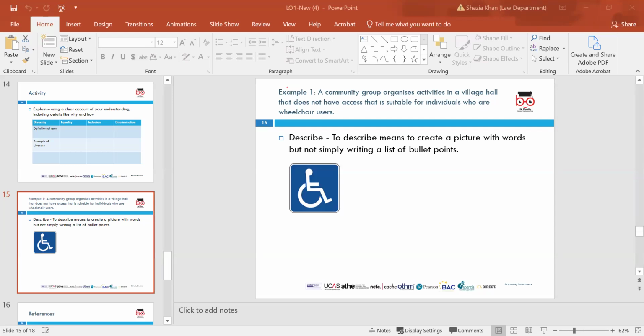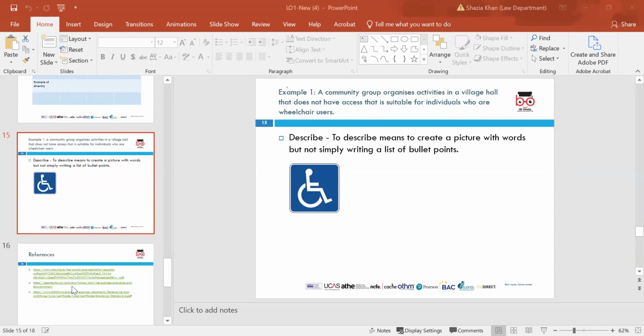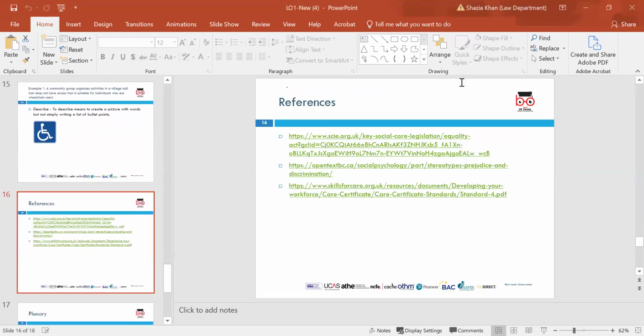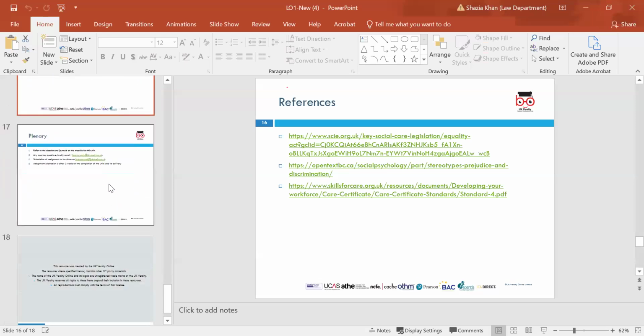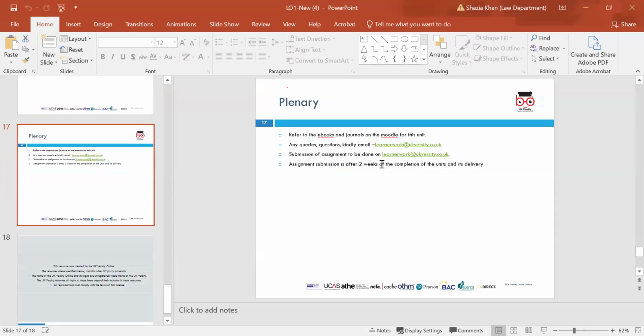So these are some of the references for Learning Outcome 1, which you can use the links for if you need to read around the areas, and look at articles on skills, or the article here on stereotypes, prejudice, discrimination. Refer to ebooks and journals on Moodle for this unit, and this recording will also be available on Moodle, so it could help and support you when it comes to doing your assignment.